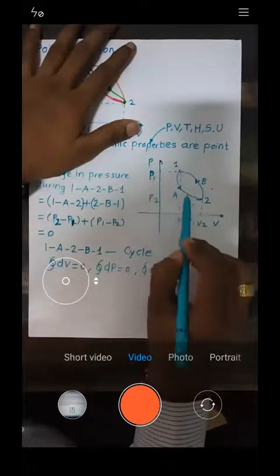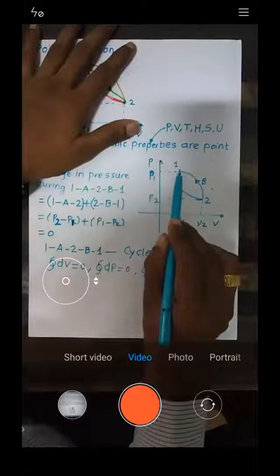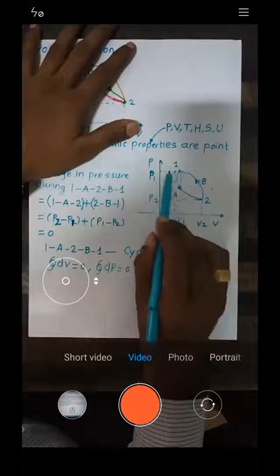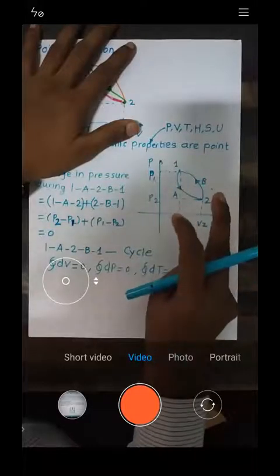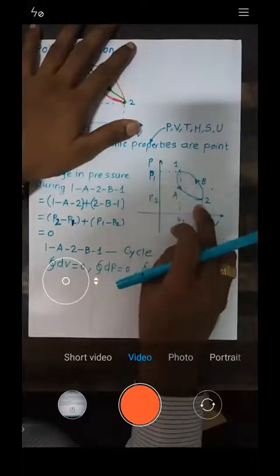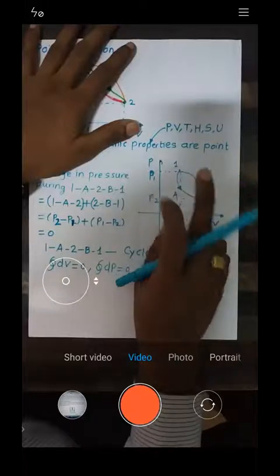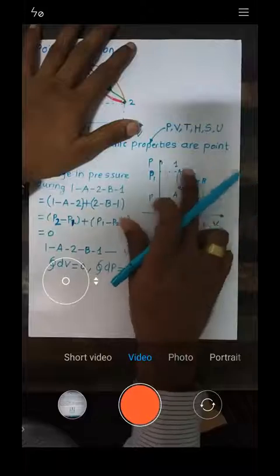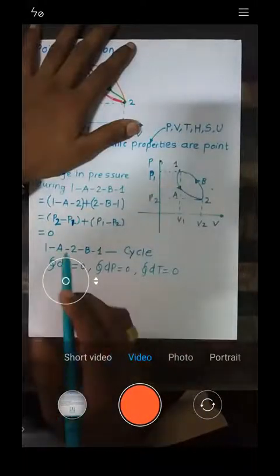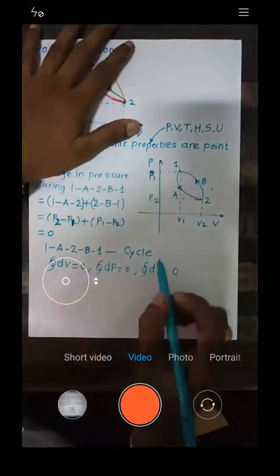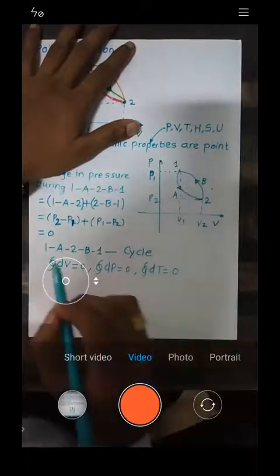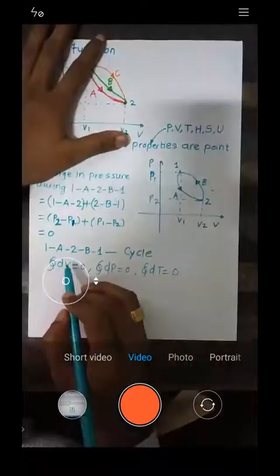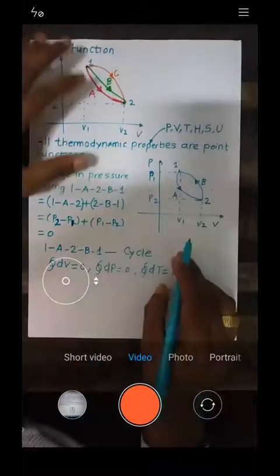So 1A2B1, this was a cycle. Within that cycle, 1A2 and 2B1 were two processes. So for this cycle, we have two processes, that is 1A2 and 2B1. We will calculate the change in volume, change in pressure, or change in temperature for every process of the cycle. So that is the meaning of what is written. Change in volume is 0, change in pressure is 0, change in temperature is 0.